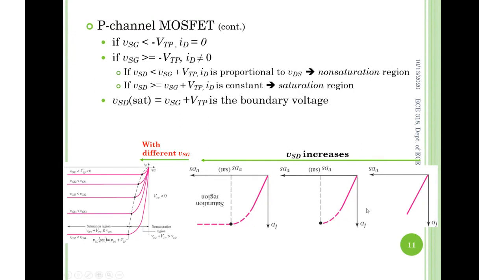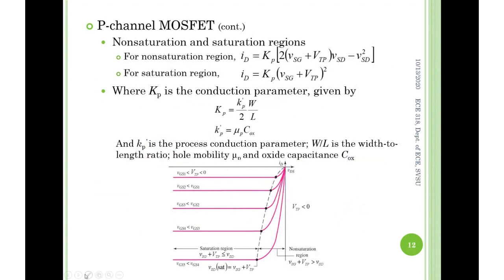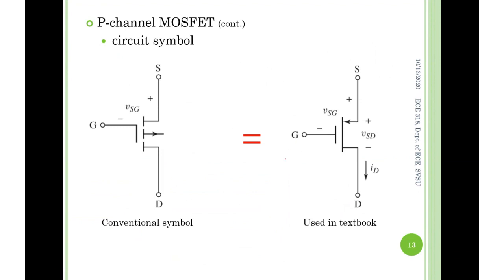For the P channel, due to the non-saturation and saturation regions, we have two versions of ID calculation for the P-channel MOSFET, and the conduction parameter is not kN anymore, but kP, which equals half KP prime times the width to length ratio. This part is about the same. And of course, this is very important. We won't use the conventional one. I'll just focus on the textbook version.